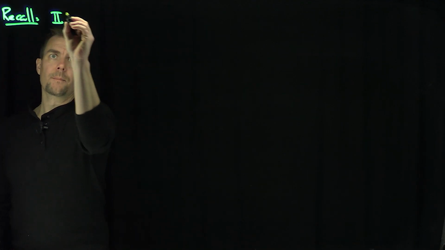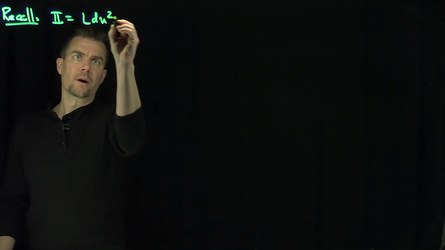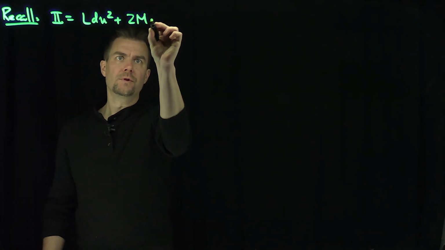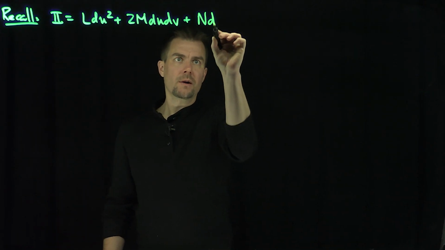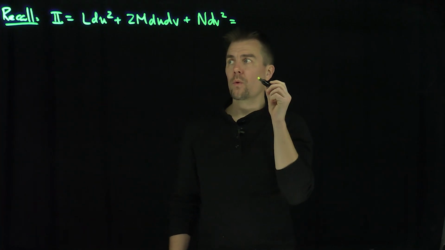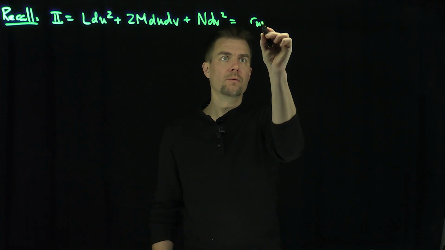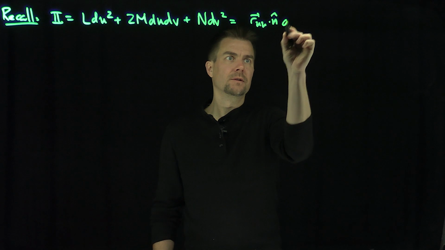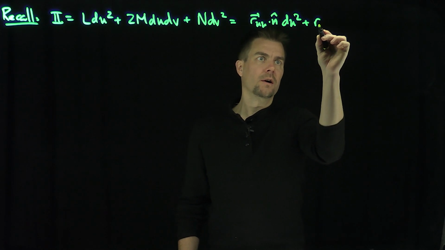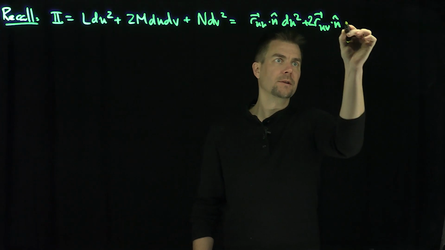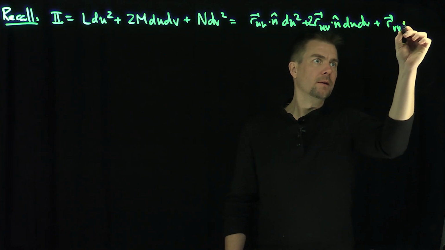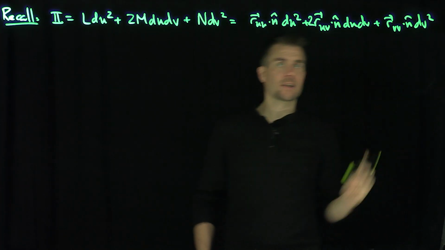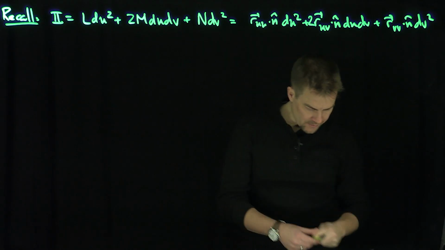The second fundamental form is L du squared plus 2M du dv plus N dv squared. And of course in coordinates, this is r_uu dot n hat du squared plus 2 r_uv dot n hat du dv plus r_vv dot n hat dv squared. That's my form. And so some examples of these second fundamental forms.